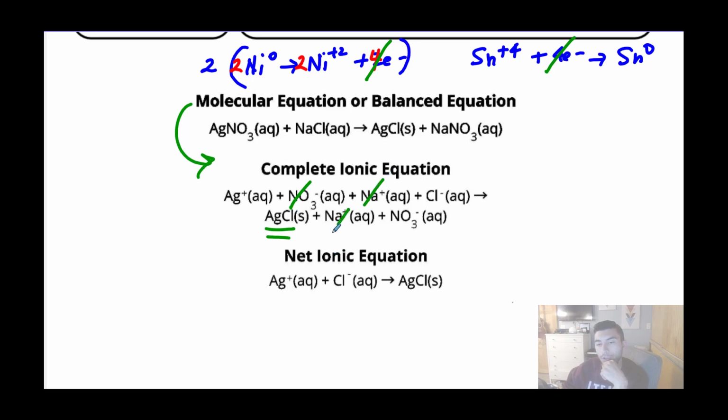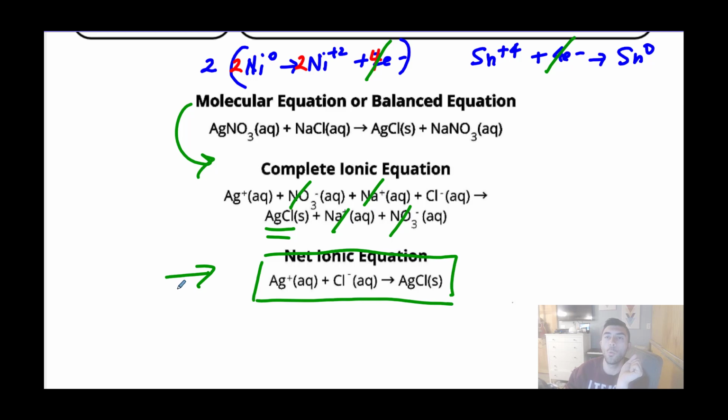The nitrate and the sodium on both sides exist in the same way. We don't include things that exist in the same way on either side of the reaction. We call those spectator ions. And once we cancel out the spectator ions, we get our net ionic equation, which is really showing me what is actually going on here.